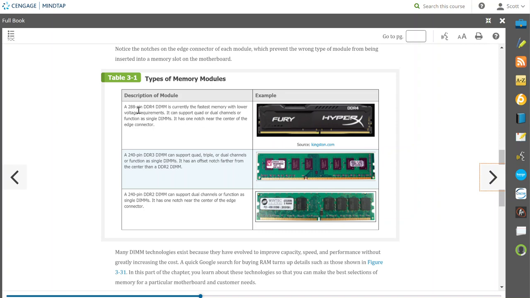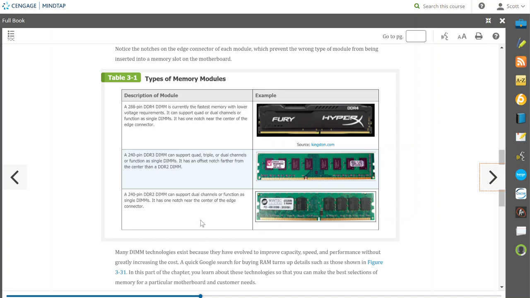DDR4, 288 pin. DDR3 has 240 pin. So does DDR2. But the difference is the configuration of those pins. They're not the same. You can't just flip this thing around. It goes in a certain way.